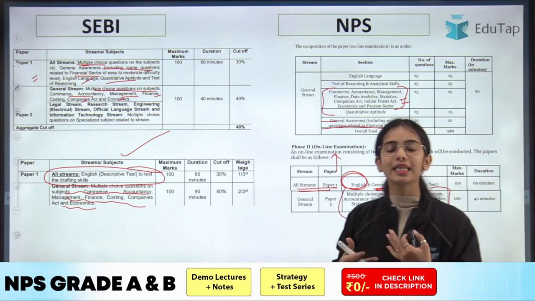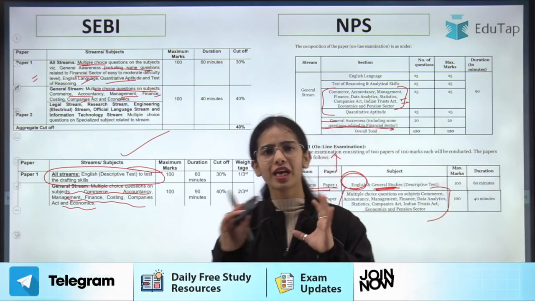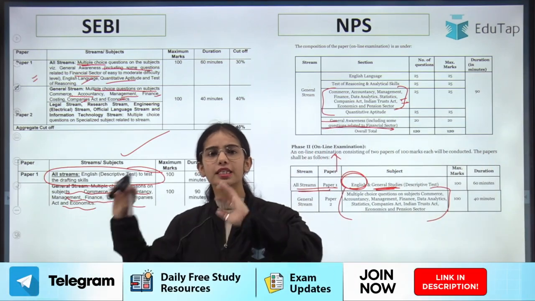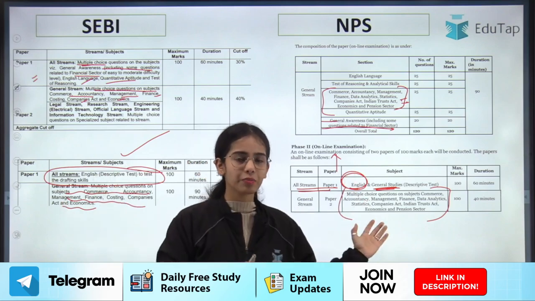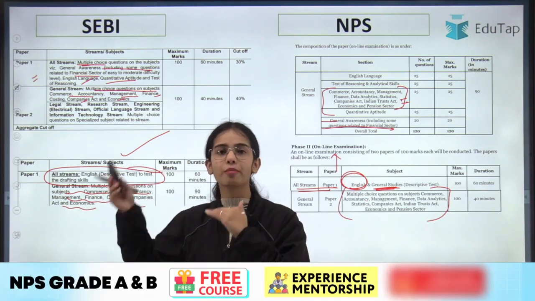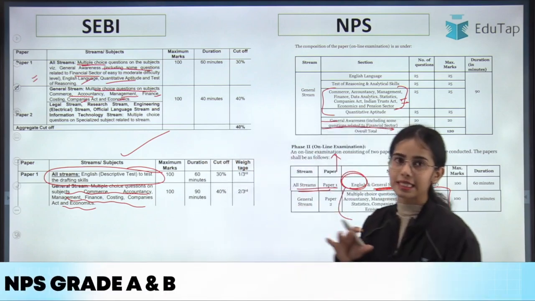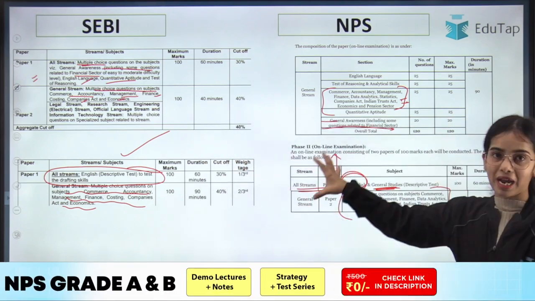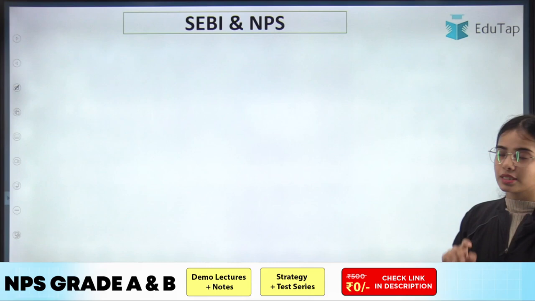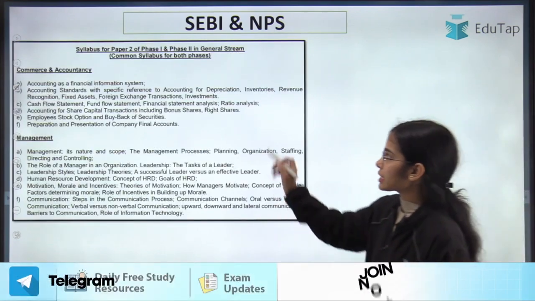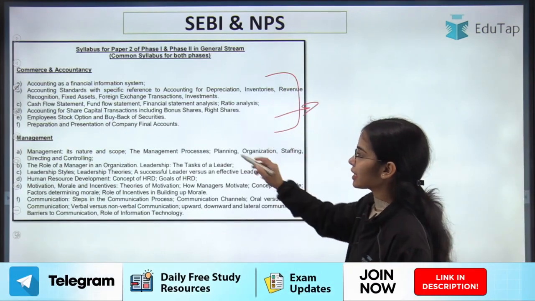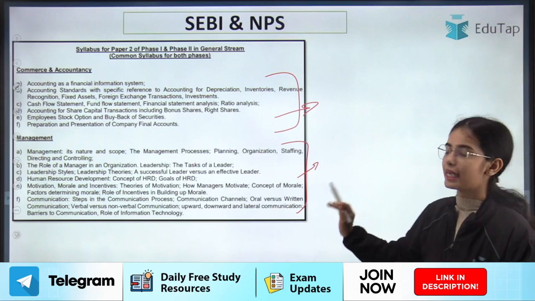So now let's see how much the syllabus is overlapping. We have said that commerce and accountancy is in your SEBI, it is also asked in NPS, and economics is in both, but how much is the syllabus overlapping? So let's see that. I hope you are clear about the pattern. Now coming to the syllabus. So commerce and accountancy, this is the syllabus in SEBI and this is the syllabus for management in SEBI.